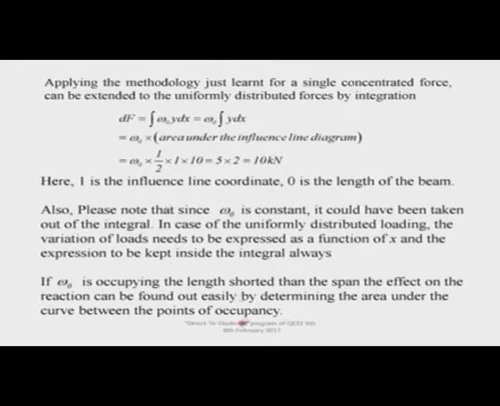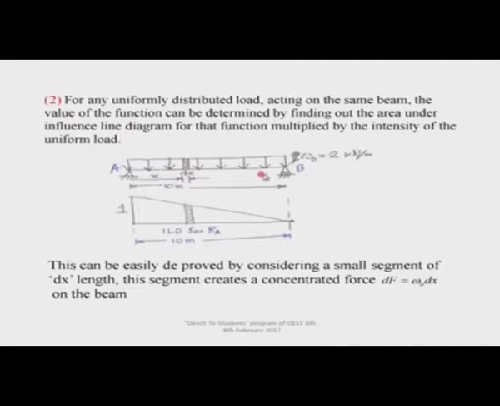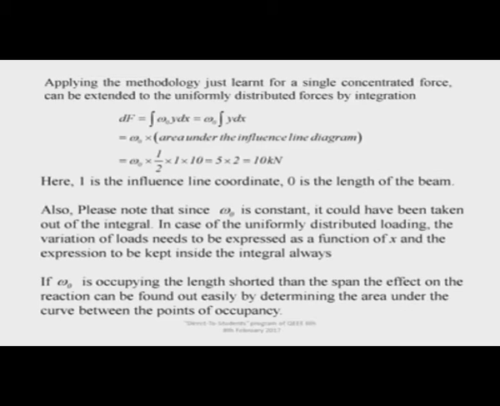Now, once again on the previous slide, you may see that the UDL is spanning over the entire length of the beam. There is a difference in some problems, technically it is the same, but still there is a difference in detail. If that omega 0 is occupying a length shorter than the span, the effect on the reaction can be found easily by determining the area under the curve between the points of occupancy. So, you understand that we can have the quantities determined this way.